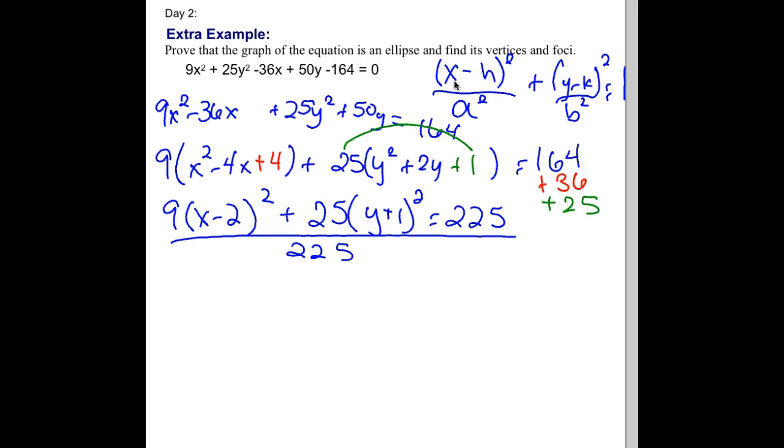So my first term, I have a 9 over a 225. What would that fraction reduce to? In other words, how many times does 9 go into 225? 25 times. So I can divide 9 out of the 9 and get 1, and I can divide 9 out of the 225 and get 25.